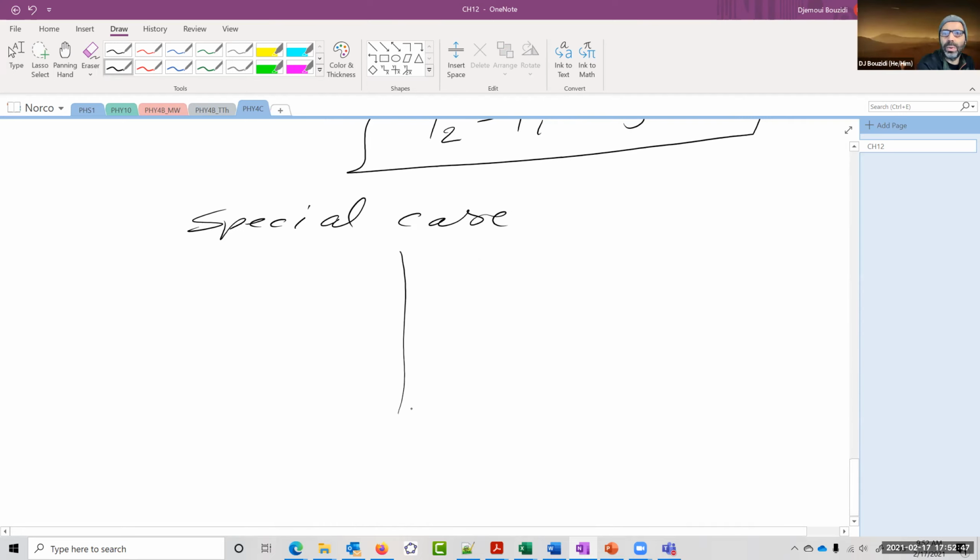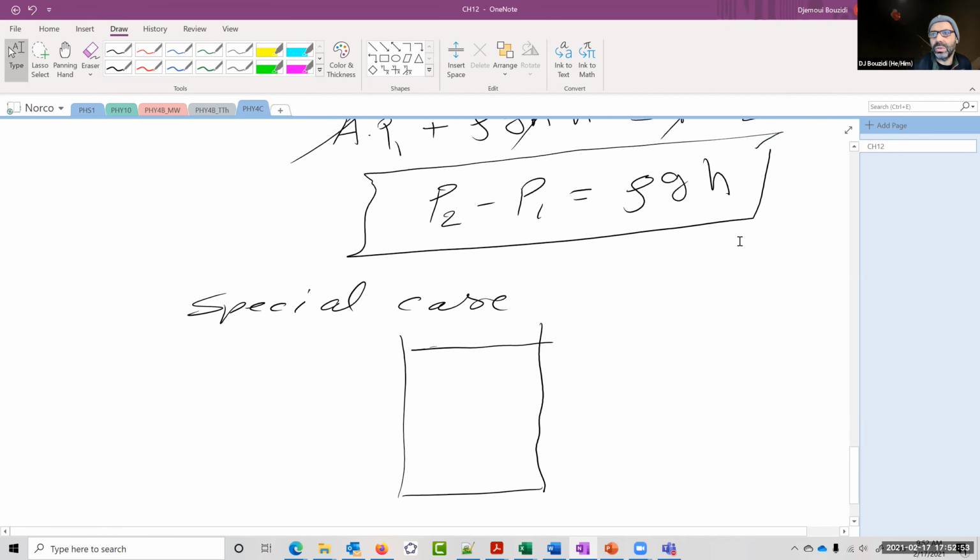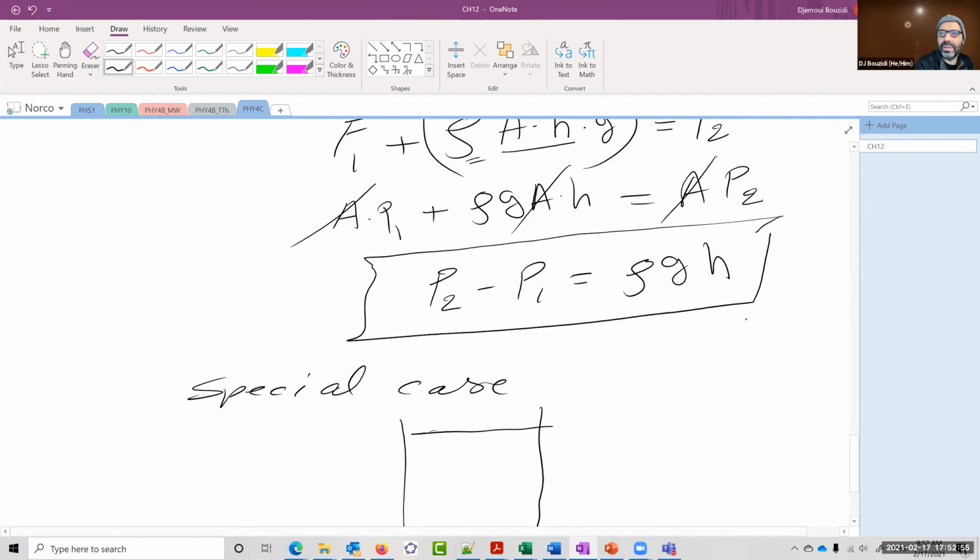I'm going to go into the liquid again and take H1. Remember, H here, I wrote it in this fashion. Sometimes you will find it as H2 minus H1. The book writes it as Y2 minus Y1, but uses a different convention and pulls a minus sign in here. That's the only difference, because they took the origin differently than what I took it.